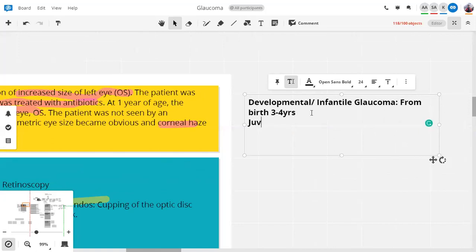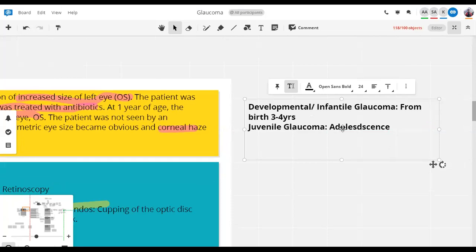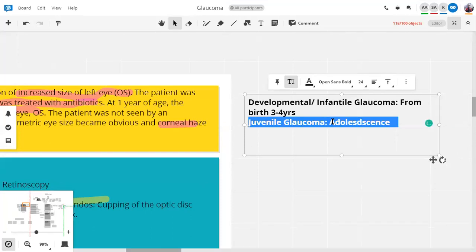What is a juvenile glaucoma then? Juvenile glaucoma develops between the age of 3 years to 16 years. In brief, since every book differs a little, it's a glaucoma which develops in adolescence. Yes, 4 to 10 years is also used, 3 to 16 as well. The thing is that in childhood or adolescence, if a glaucoma develops, that is called juvenile glaucoma.